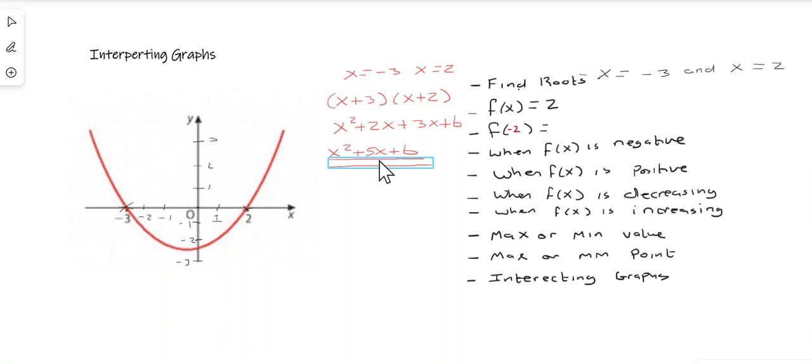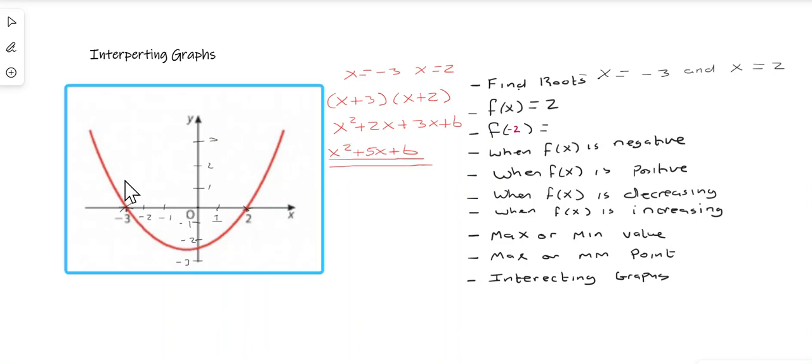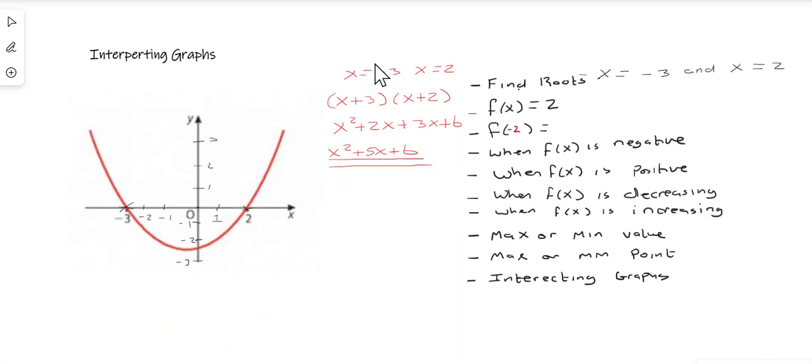We can see that it's a quadratic equation, so x has a power of 2, and the number in front of it is positive, so therefore we have this distinctive shape on the graph. So we're able to interpret this graph and work out what the roots are. From the roots we can get the factors, and from the factors we can get the equation of the line.